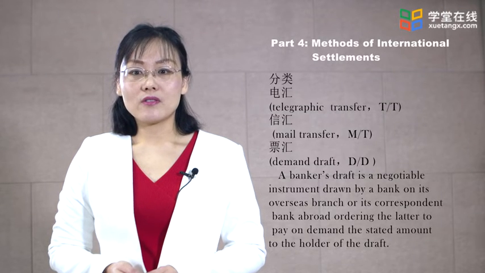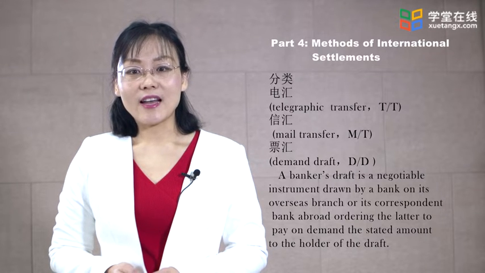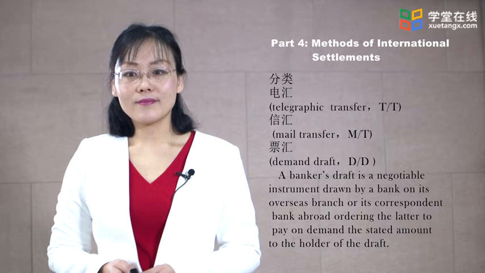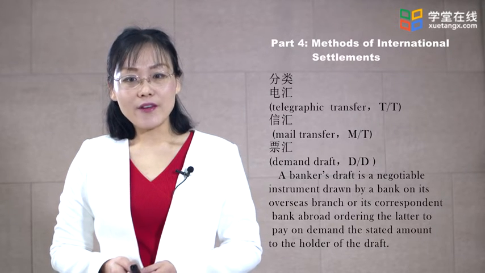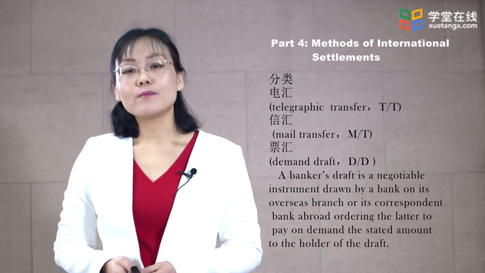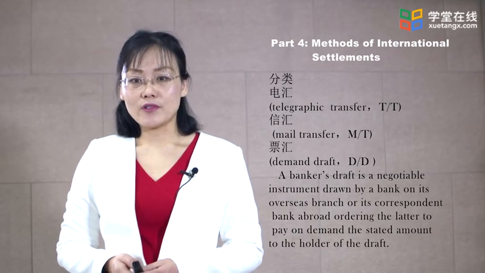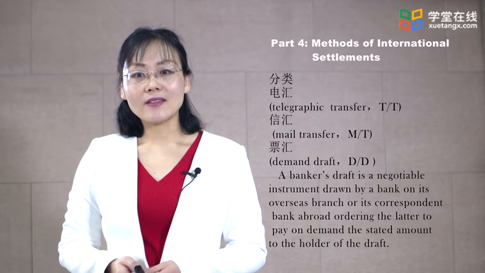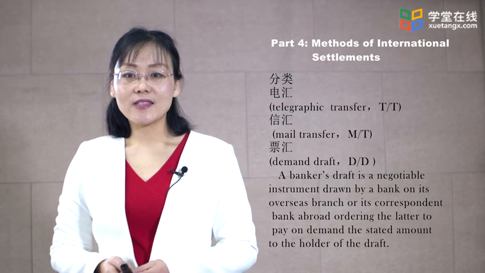There are 3 basic methods for a bank to transfer funds for its client from the home country to abroad. They are telegraphic transfer, abbreviated as TT, mail transfer, abbreviated as MT, and demand draft, abbreviated as DD.